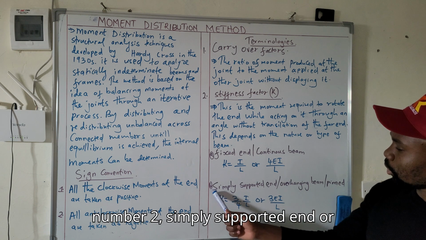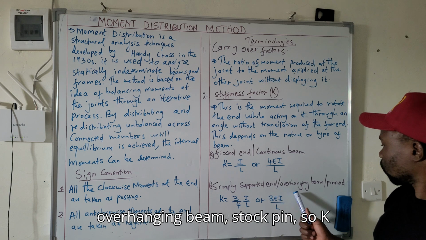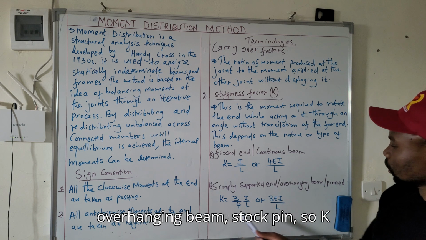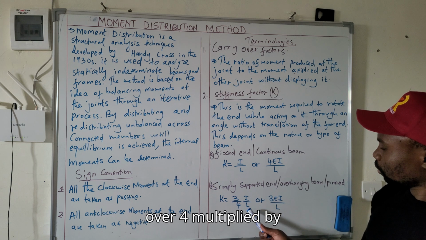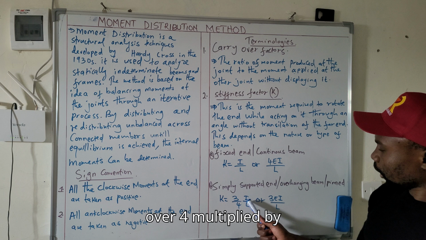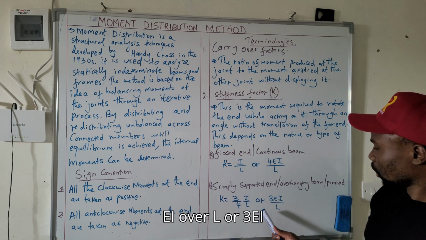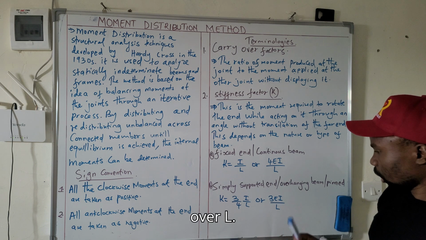For case number two, simply supported end or overhanging beam, that is, pinned. K, which is the stiffness factor, is equal to 3 over 4 multiplied by EI over L, or 3EI over L.